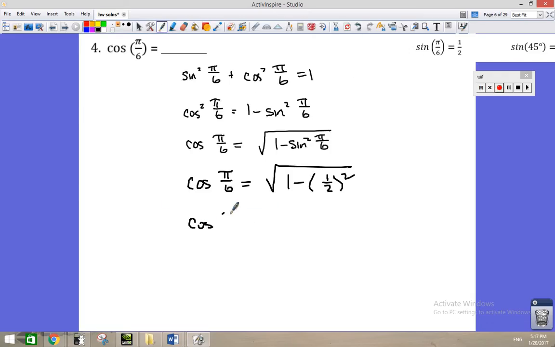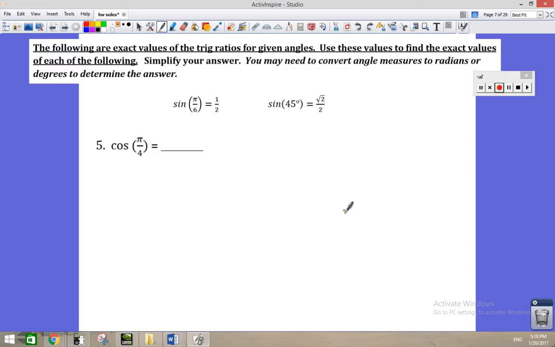So I know that the cosine of pi over 6 is the square root of 1 minus 1/4, and 1 minus 1/4 is 3/4. And I know enough about radicals to know there's a property that says that if you have a radical of a fraction, you can take the square root of the numerator and denominator separately. So the square root of 3, I can't simplify that, but I can simplify the square root of 4. It's 2. So there's my final answer: this is the square root of 3 over 2. Let's take a look at the next one.